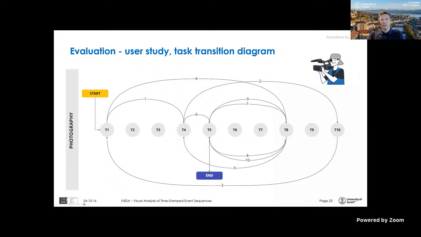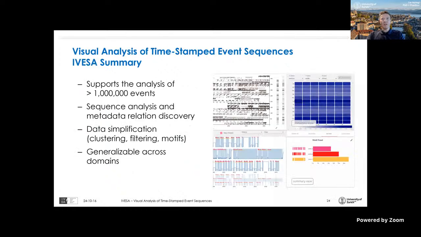And what you can see here is just the signature of the order of things that, in this case, the photographer applied, with a start and an end, leading to quite some interesting patterns in the way they walk through IVISA.